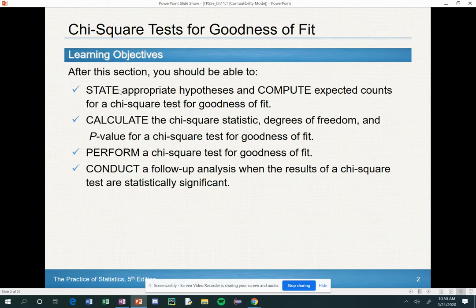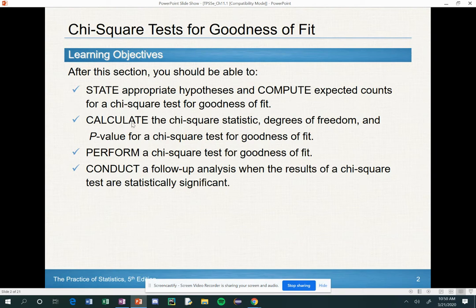So there's really 4 skills and 4 objectives they want you to do. Let's keep these in mind as we go through this. They want to be able to state the appropriate hypotheses. That's quite different than our significance test, so we want to look out for that. That's going to be mostly a verbal description.